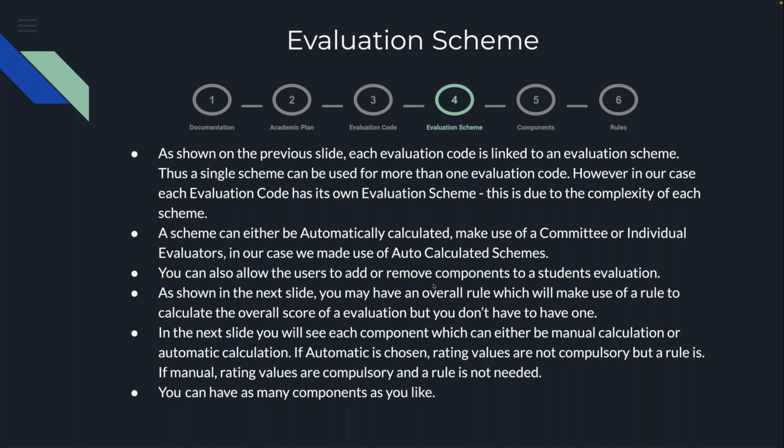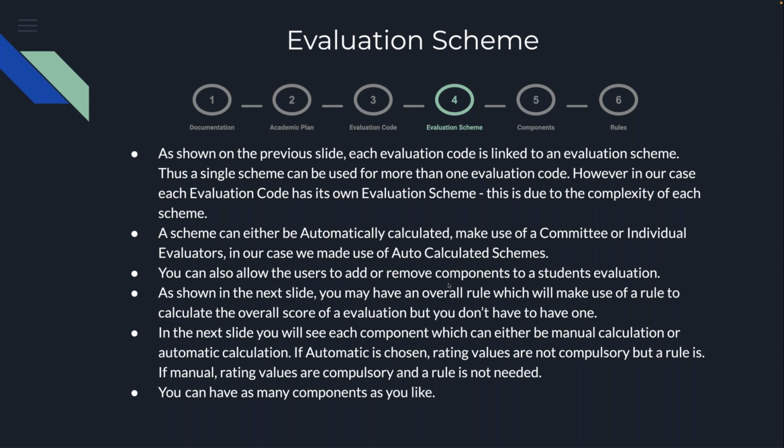A scheme can either be automatic, or it can make use of a committee or individual evaluators. In our case, we use auto-calculated schemes. You can allow a user to add or remove components to a student's evaluation if you would like to. And I'll show in the next slide, you can have an overall rule as well, which will take the ratings of each individually evaluated item or component, and that will then create an overall score of the evaluation, but it is not necessary to have one.